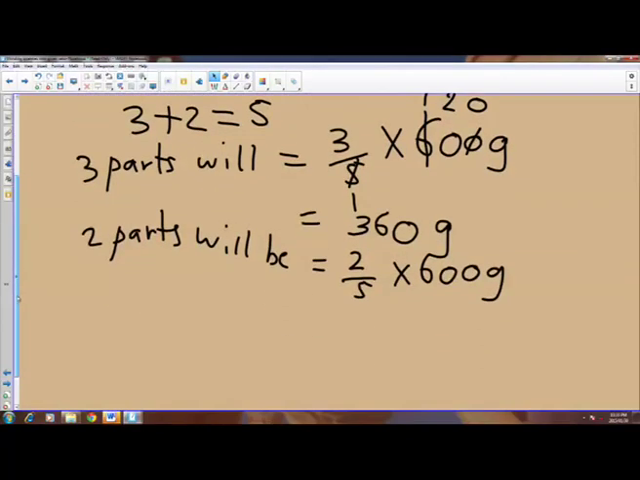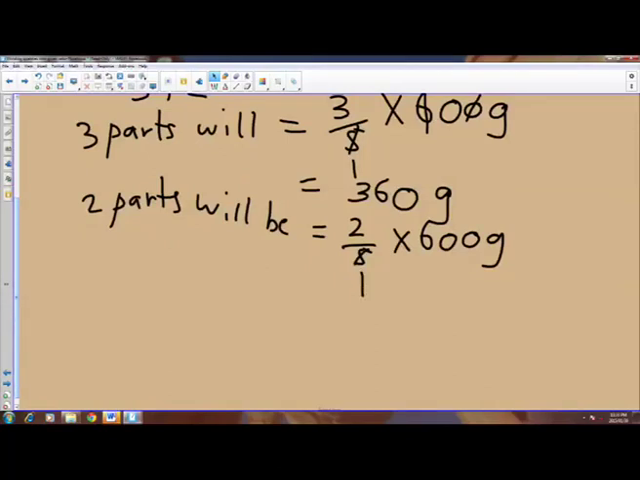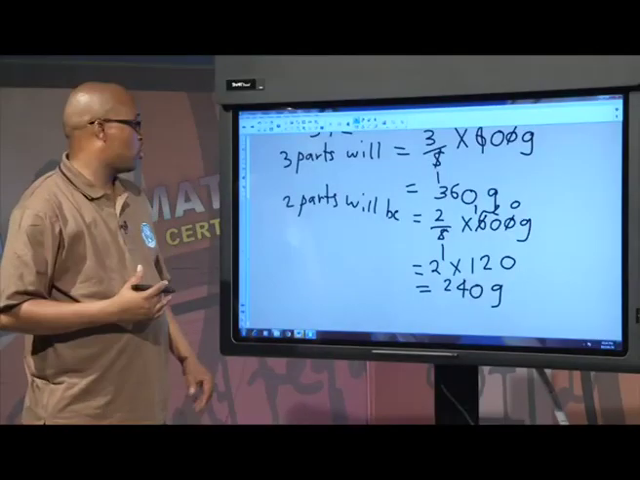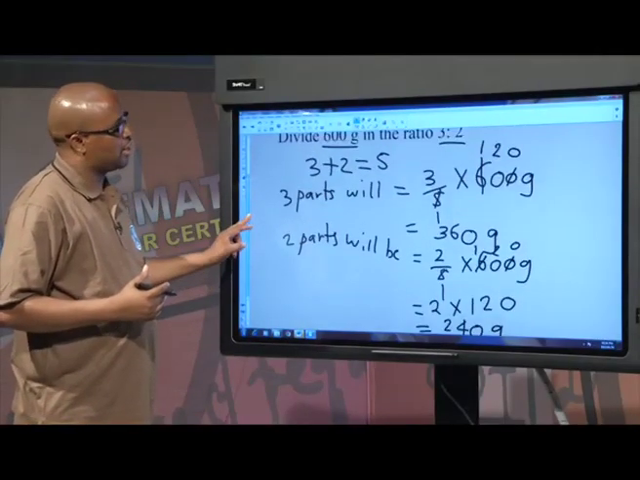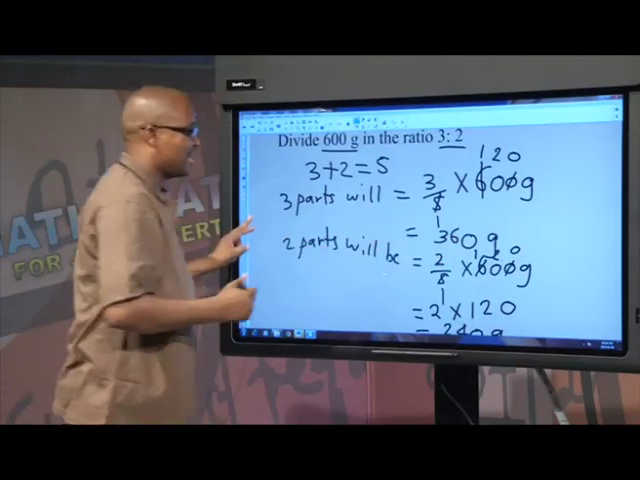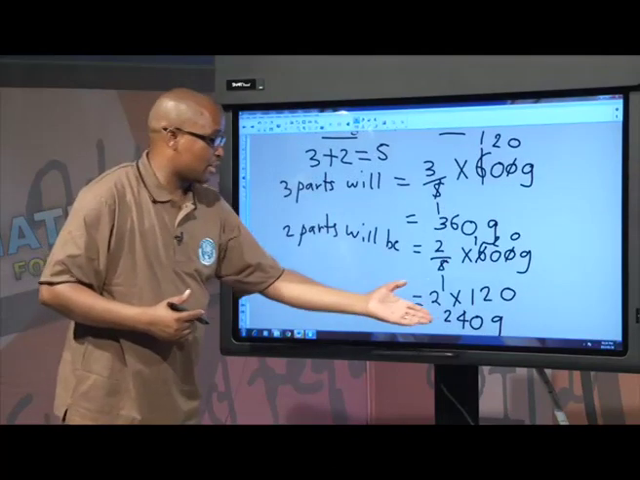And then what do we have? 5 into 6 is 1, remainder 1. 5 into 10 is 2. 5 into 0 is 0. We now have 2 times 120. 2 times 0 is 0, 2 times 2 is 4, 2 times 1 is 2. So the 2 parts will be represented by 240 grams. We have now managed to divide 600 in the ratio 3:2. 3 parts will get 360 grams, and 2 parts will get 240 grams.